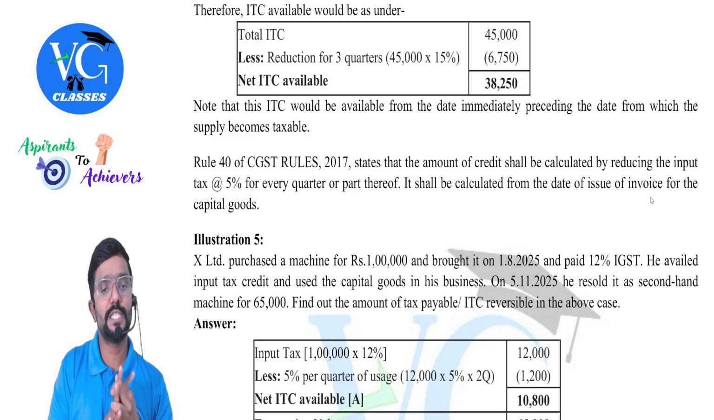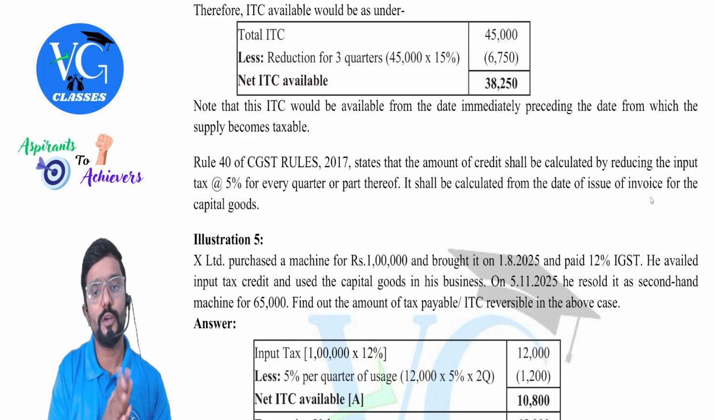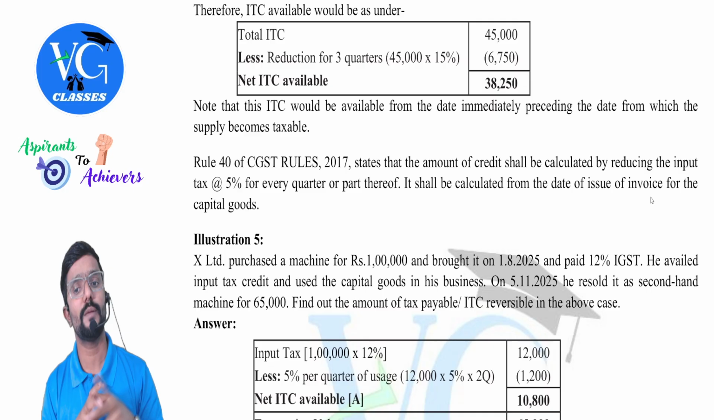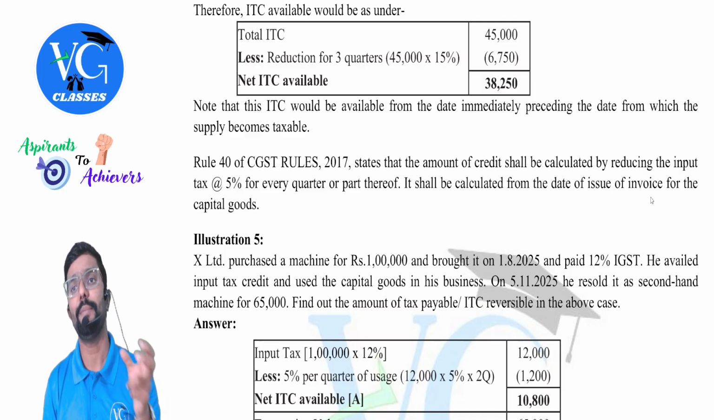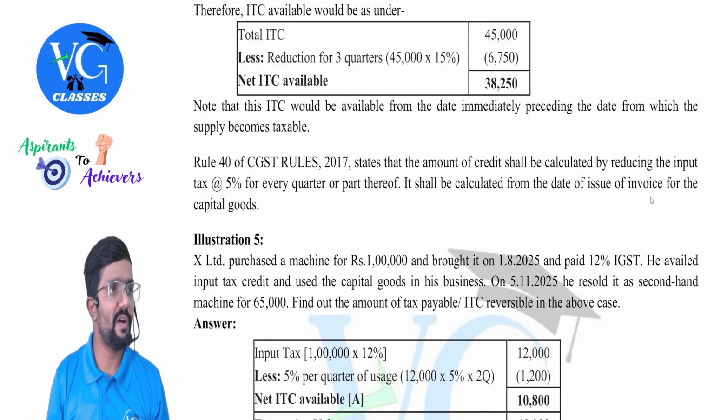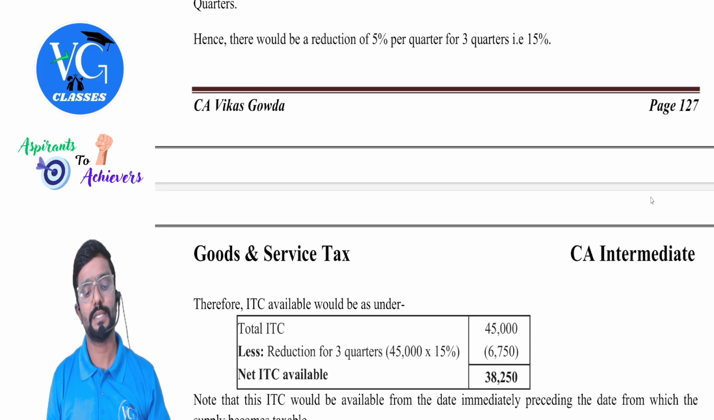Rule 40 of CGST Rules 2017 states that the amount of credit shall be calculated by reducing the input tax at 5% for every quarter or part thereof. It shall be calculated from the date of invoice for the capital goods. Is that clear? Which we already saw, guys.